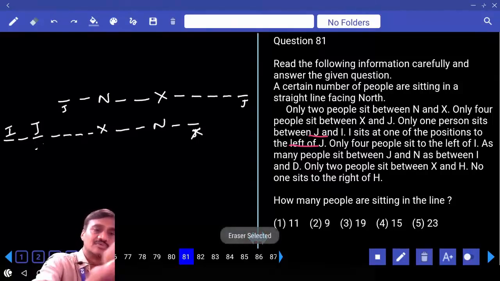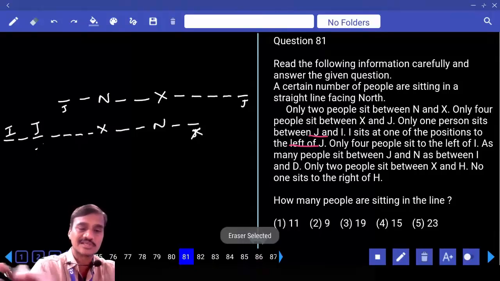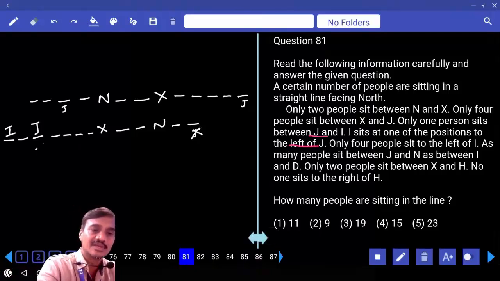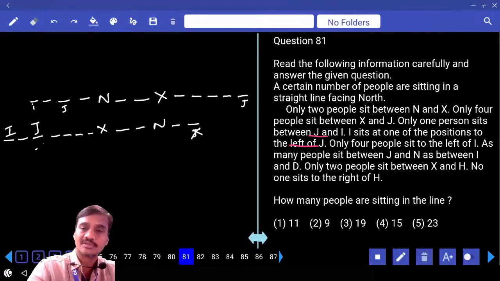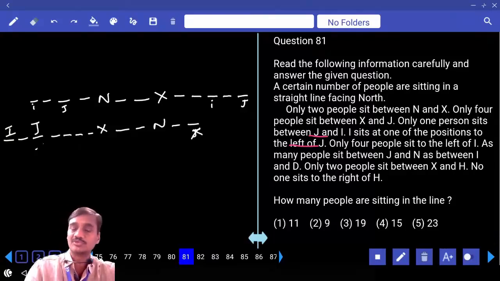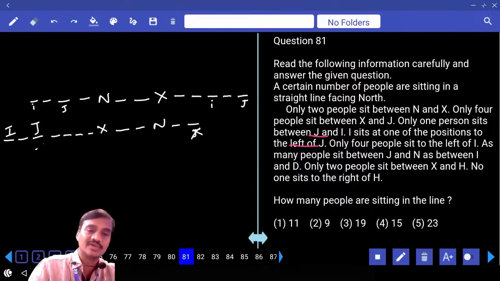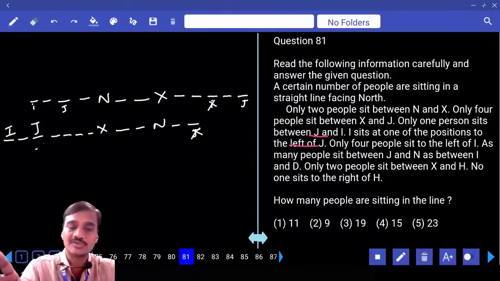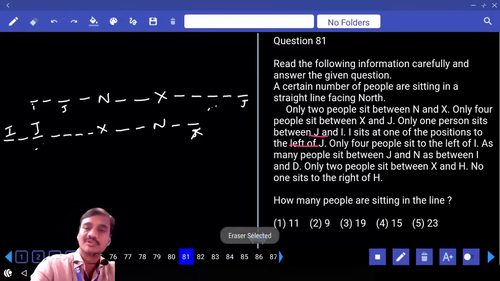Then coming to the first one, I is seated second to the left of J, and again I can be here or I can be here. I sits at one of the positions, with 1 person between J and I, and 4 people sit to the left of I. Now if I is here, 4 people to the left of I is not possible. Hence this case is completely ruled out.